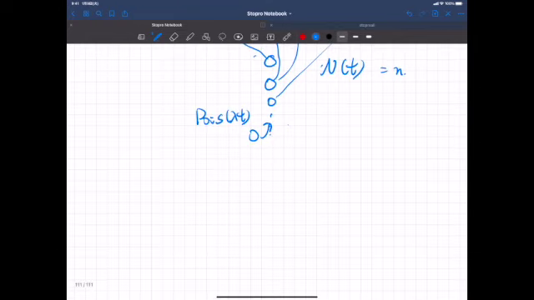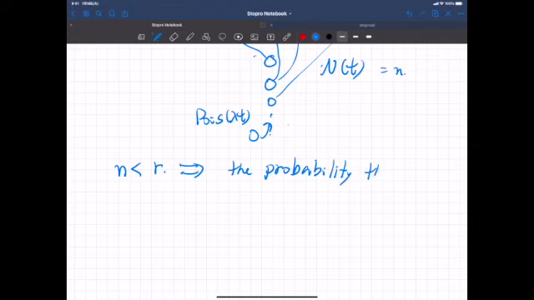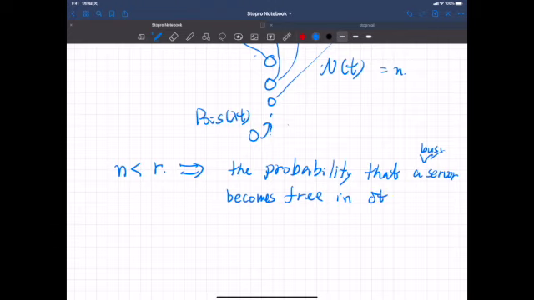So we should note two different scenarios. If n is less than r, so the number of customers is less than the number of servers, then the probability that a busy server, that is the server that is serving a customer, becomes free in the duration of time delta t, is, this probability should be equal to n times mu times delta t.